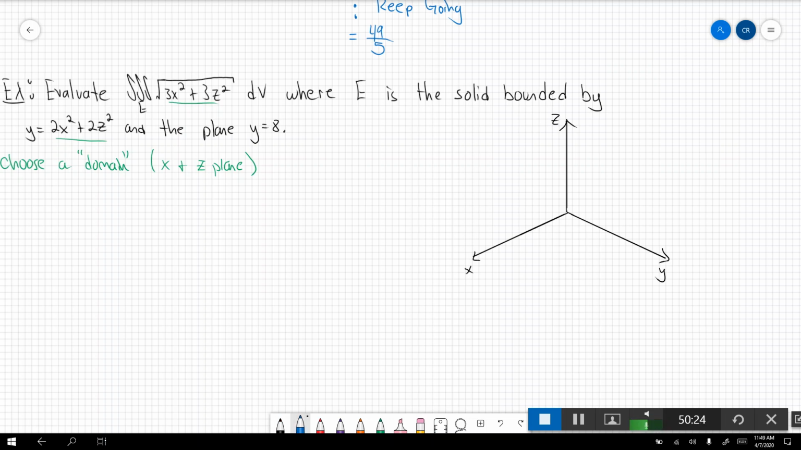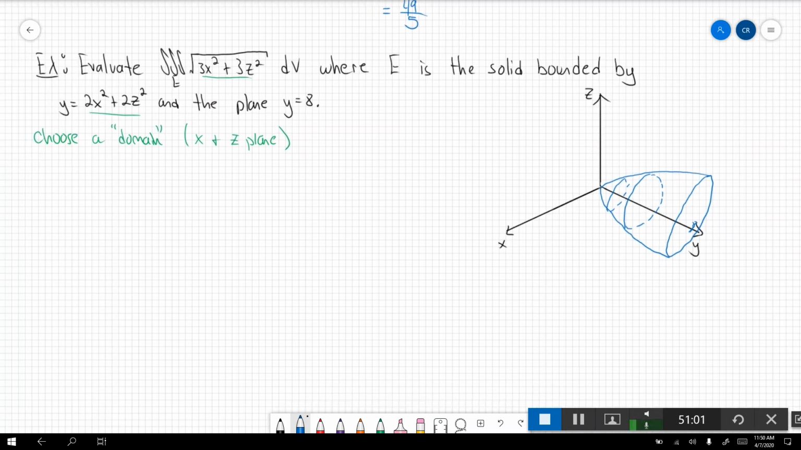Now I want to sketch this paraboloid really quick. A quick sketch of this paraboloid will look something like this. Here we are. This paraboloid is going to be cut off at y is equal to 8, so when we get to y is equal to 8, it has a cap on there. What we want to do is integrate over this volume for this problem.